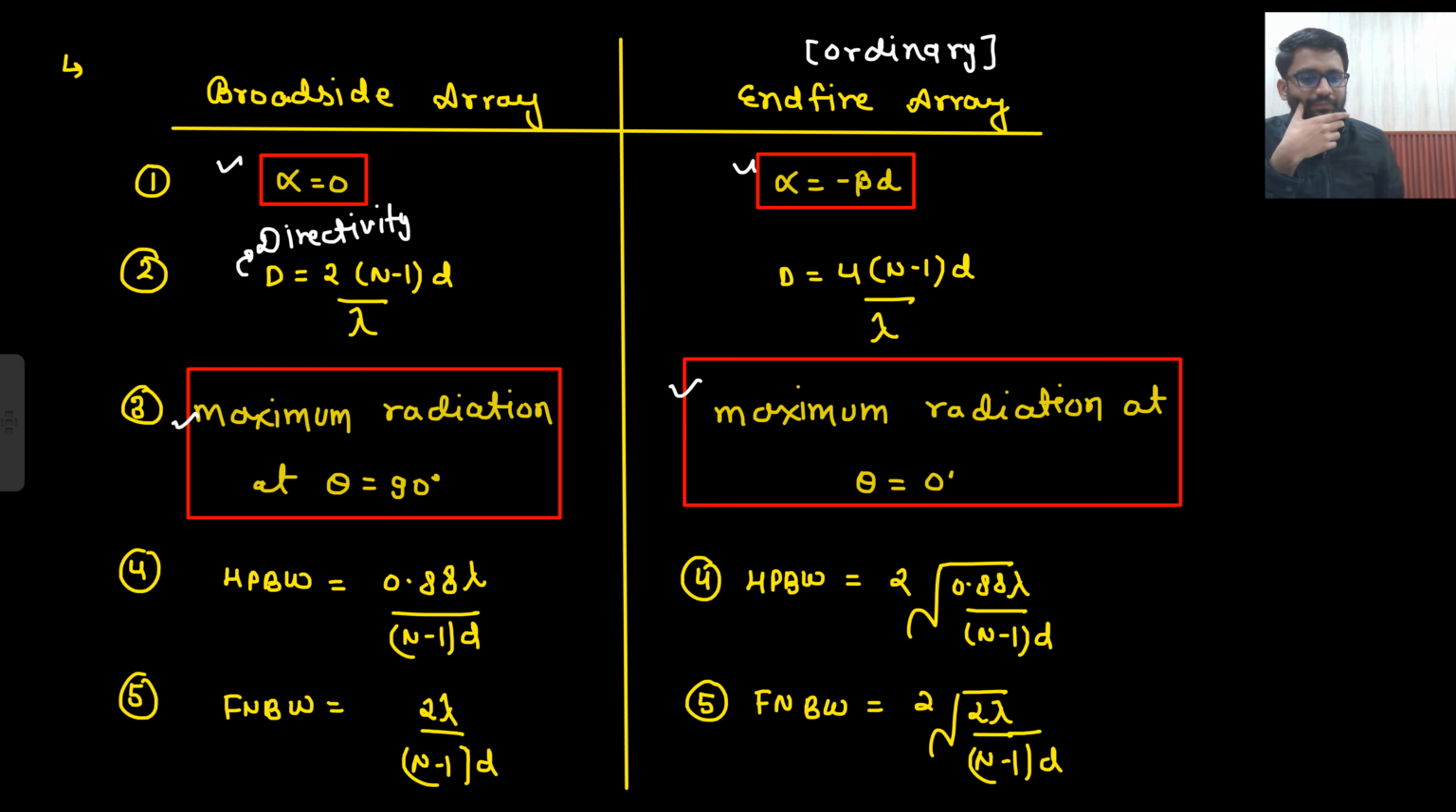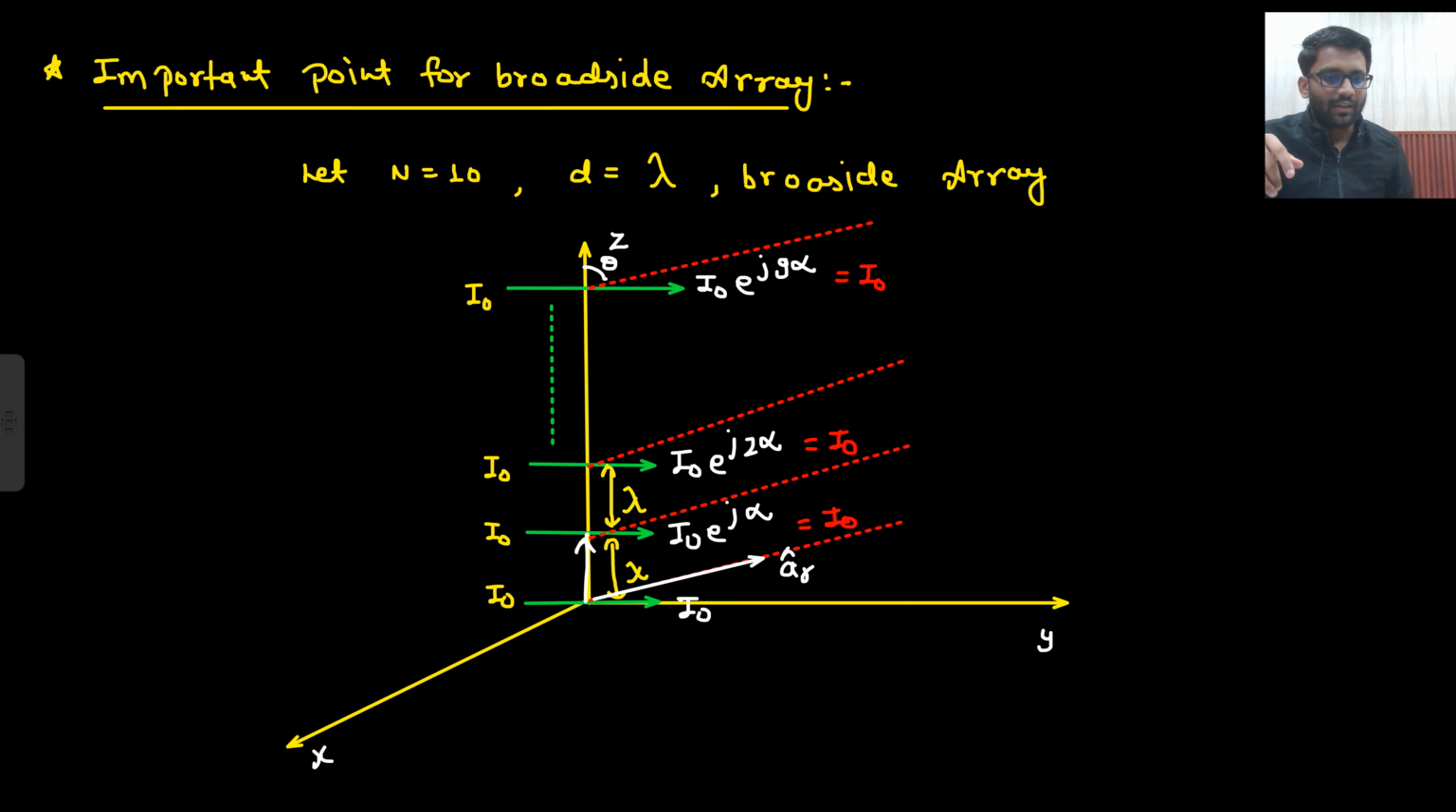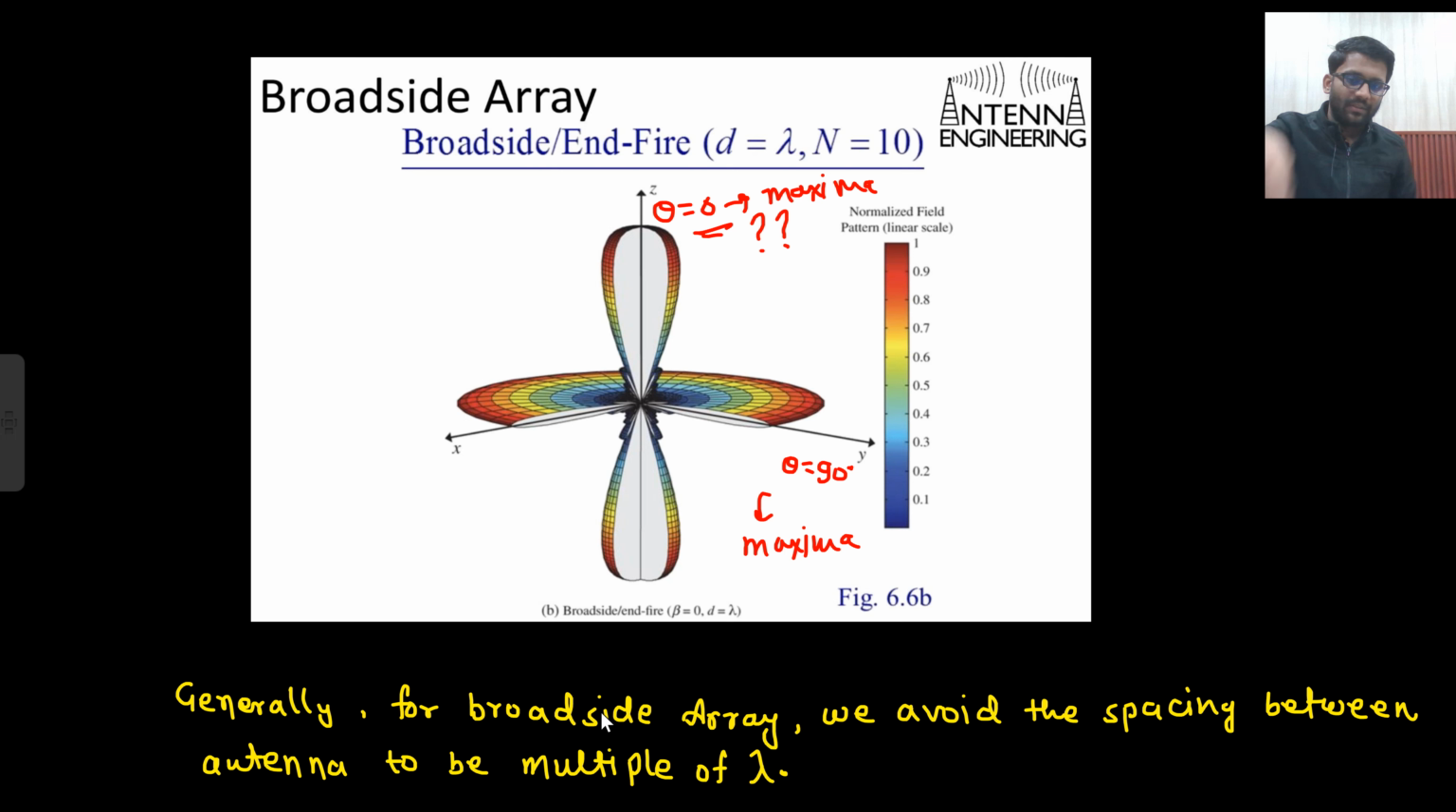Is that clear? So regarding broadside array, what can come? What should be the value of alpha? That means what should be the phase between the successive currents? 0. What else can come? Maximum radiation at theta equals to 90 degree. And spacing between the antennas should not be a multiple of lambda. These three statements can be written and they ask you whether they are true or false. This kind of question can come. So a 1 mark question can be framed. That's why we have studied broadside array and fire array.